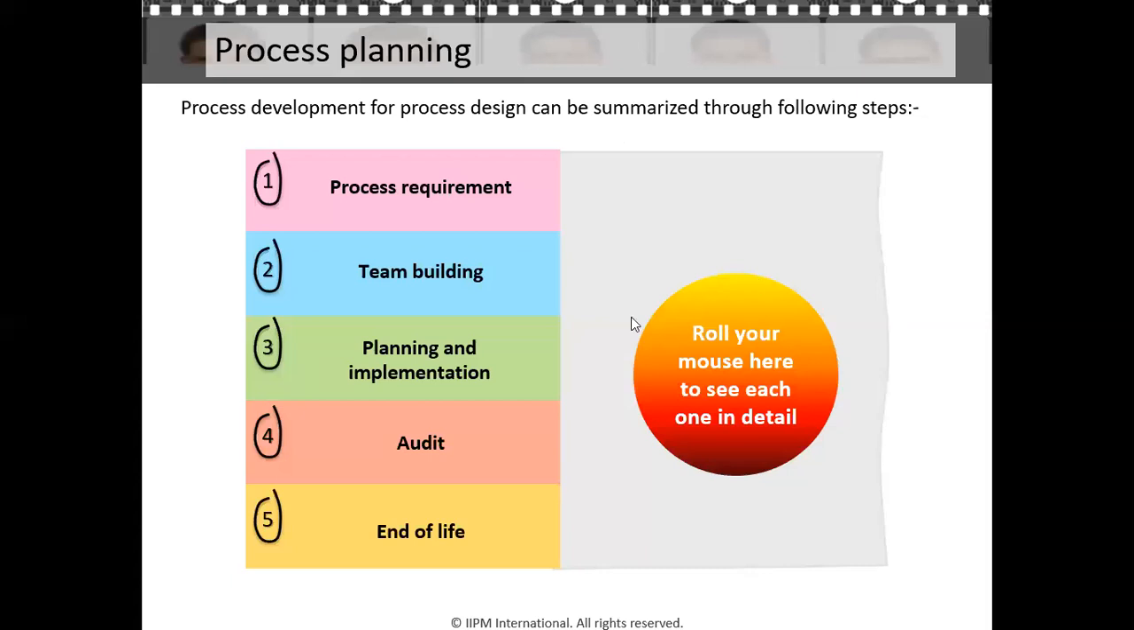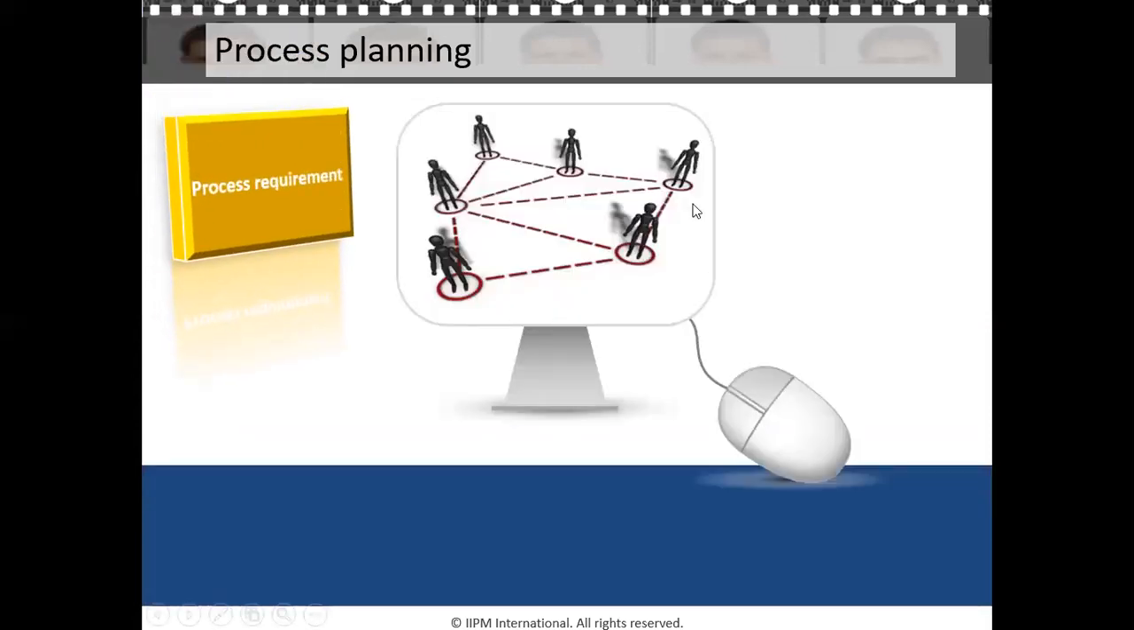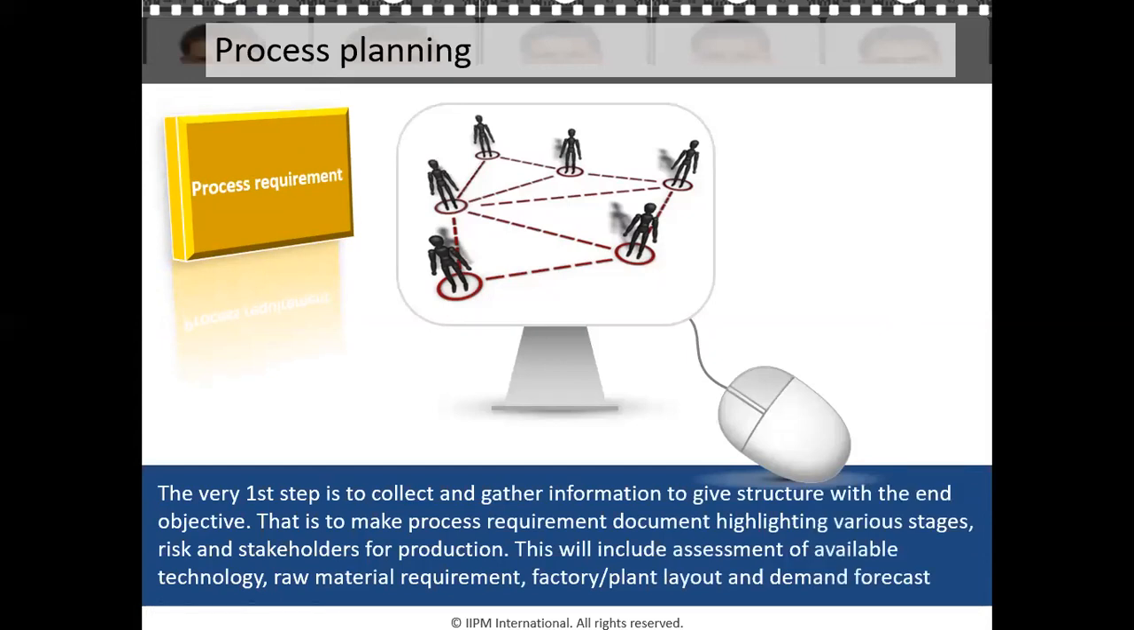All right, so process planning. We have the process requirement, team building, planning and implementation, audit, and end of life cycle, or end of process life cycle. Now, in the process requirement, the very first step is to collect and gather information to give structure with the end objective. That is to make a process requirement document, highlighting various stages, risk, and stakeholders for production. This will include assessment of available technology, raw material, factory or plant layout, and then demand forecast.